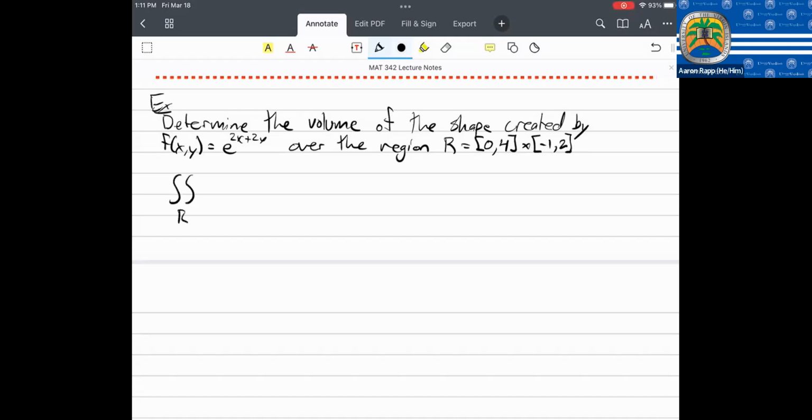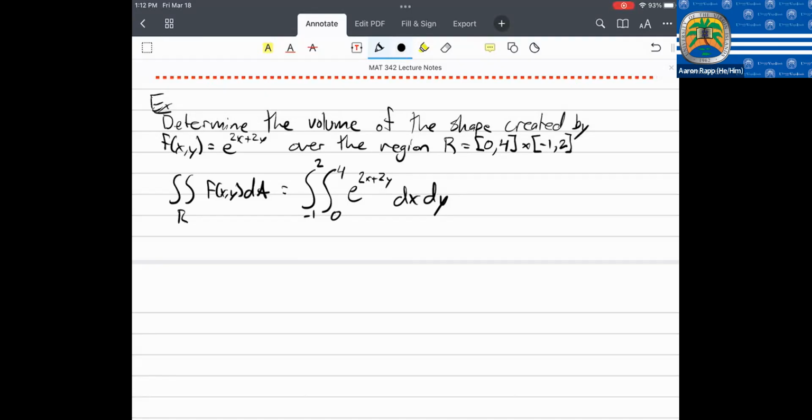So this integral over this region R for my function, I'm choosing to do x first and then y, which means the bounds for that integration need to be from what to what? Four. Got it. And then what about the outer integration? Needs to be from what to what? Negative 1 to 2. So I now have it set up.